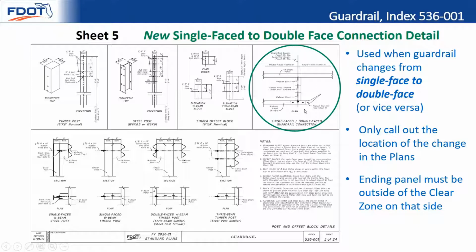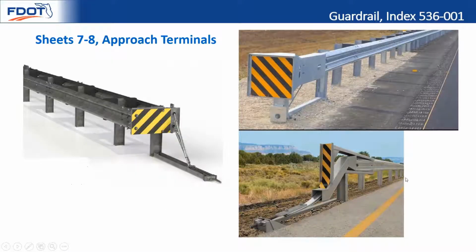The one thing I want to mention when you're doing a transition like this is just to make sure that the back side of the single face guardrail and the ending W-beam panel is outside of the clear zone on that particular side. So we know the back guardrail is not crash worthy, the posts are not crash worthy. If the vehicles are coming directly towards the end of this panel, this is not considered crash worthy either. So generally you'd be going away from double face to single face when you know you're outside of a clear zone and it's no longer an issue. And so I just wanted to mention that.